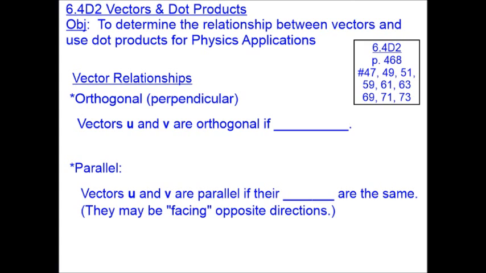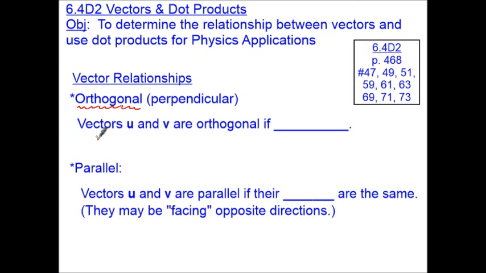Okay, what we're going to be doing today is determining the relationship between vectors and using dot products for some physics applications. Now, vector relationships, just like lines or segments, there are really about two relationships that we worry about in general, and those are perpendicular and parallel. The only difference now with vectors is we have a fancy word, orthogonal, that effectively means perpendicular. So don't let that throw you.